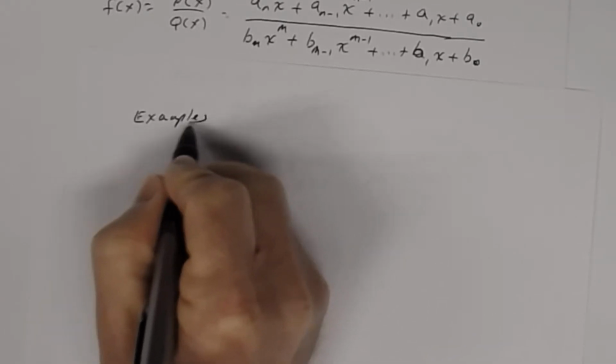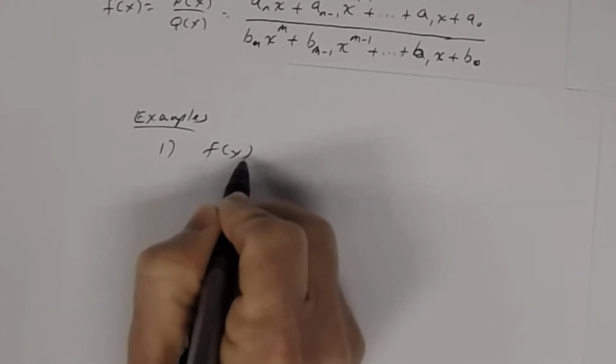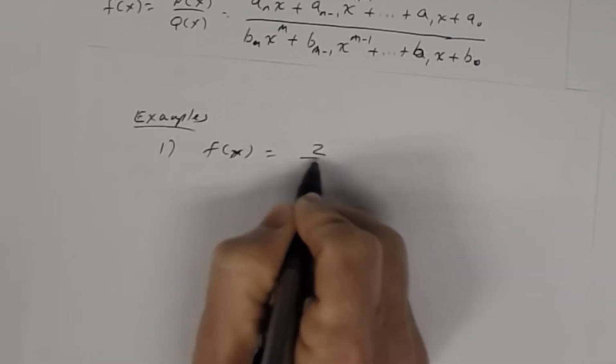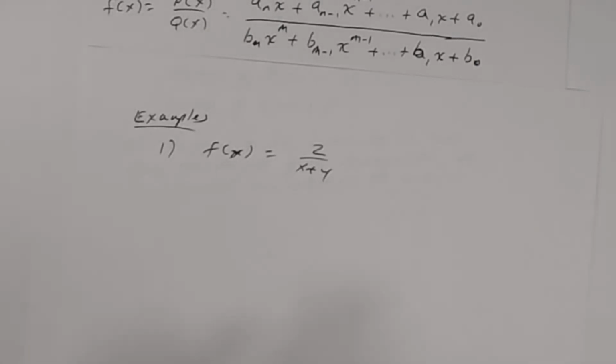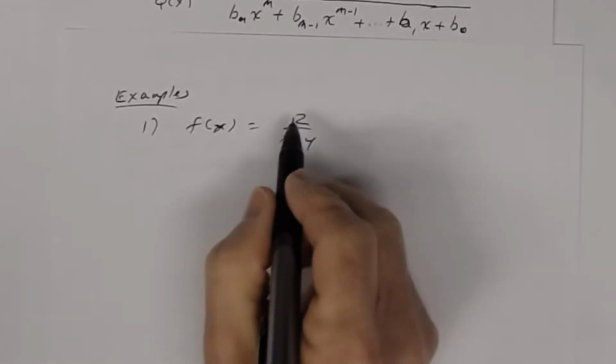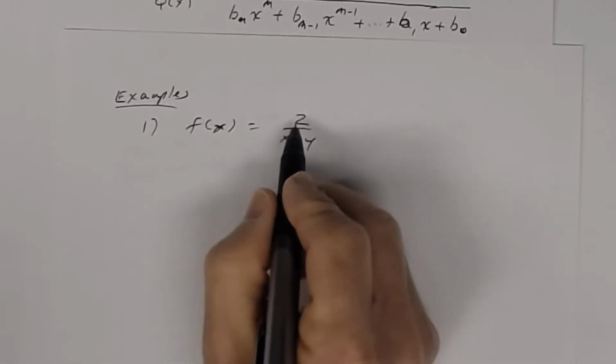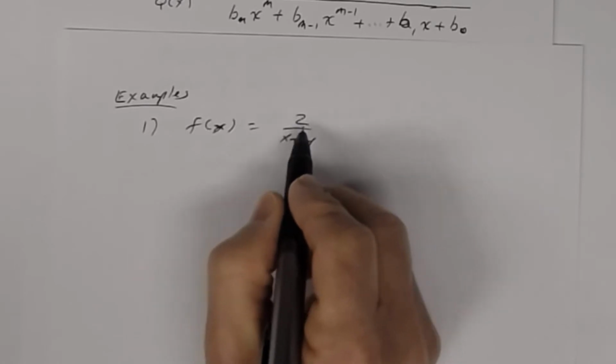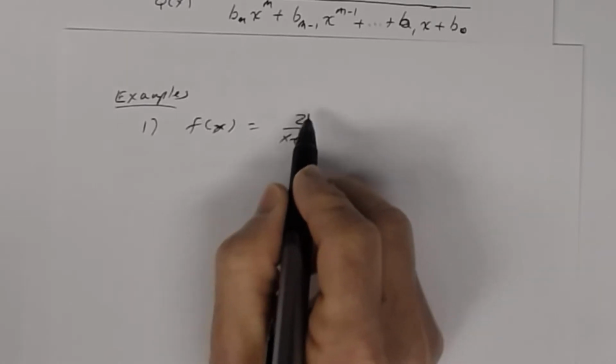All right, f of x equals 2 divided by x plus 4. All right, so let's talk about the degree. The polynomial in the numerator is 2. All right, that's a constant.